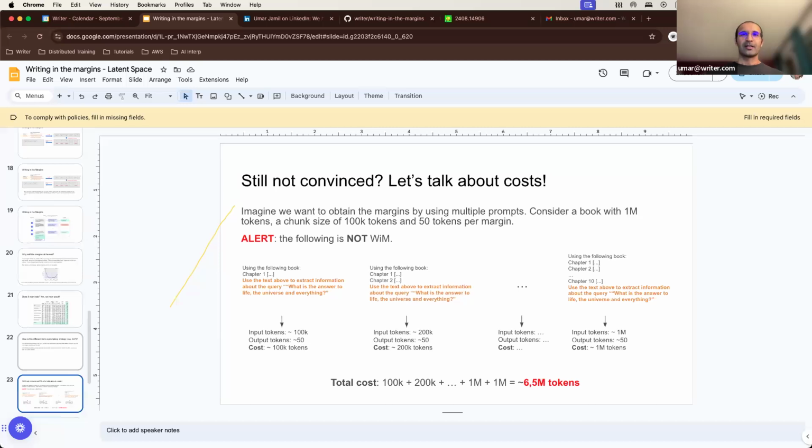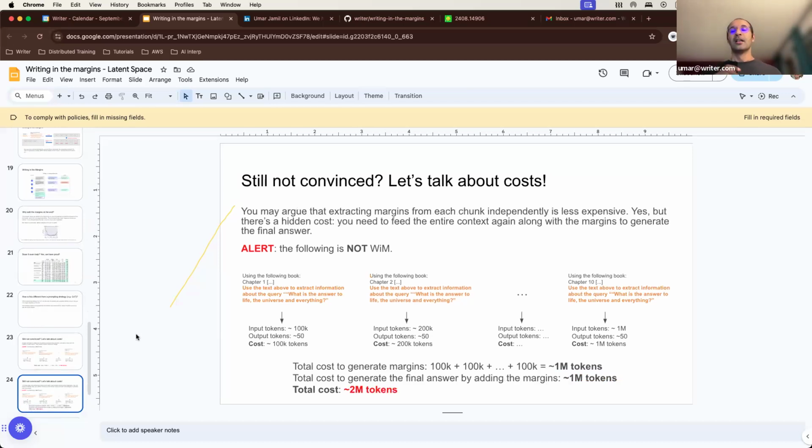Imagine that we have this very big book made up of 10 chapters, and then we have a question at the end that we want to get an answer to, which is: what is the answer to life, the universe, and everything? Now, if you don't use writing in the margins, what you would do is feed the first chapter of the book and then extract some margin with that. Actually, let me show you this other slide. Then you would take the second chapter of the book and extract a margin with that, then the third chapter of the book and extract a margin with that, etc., etc.